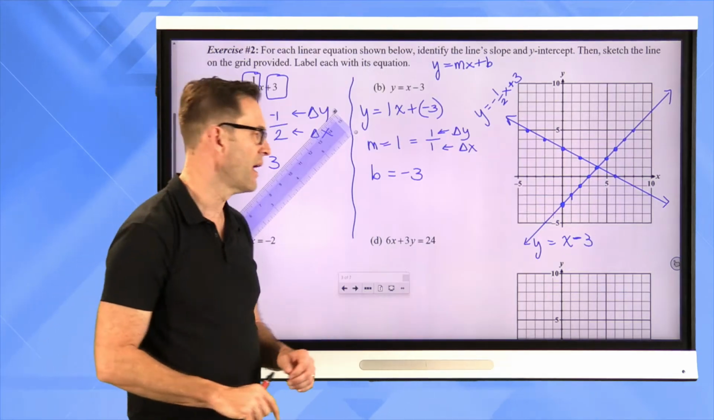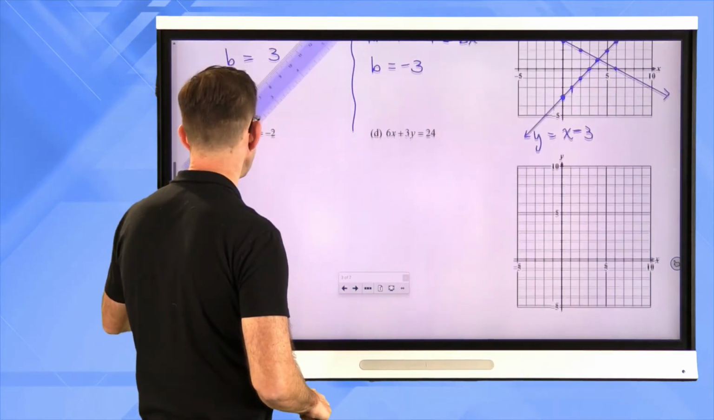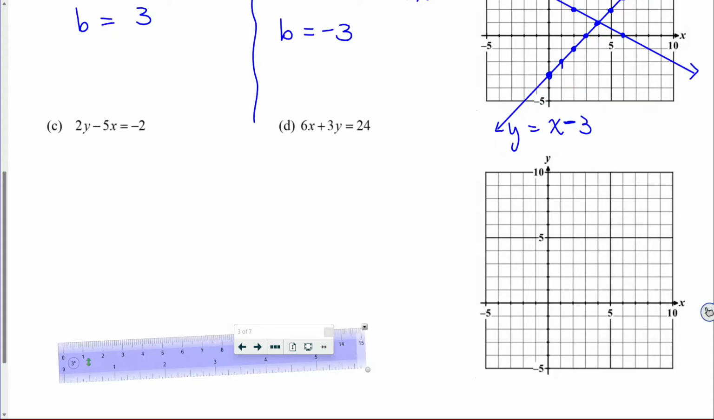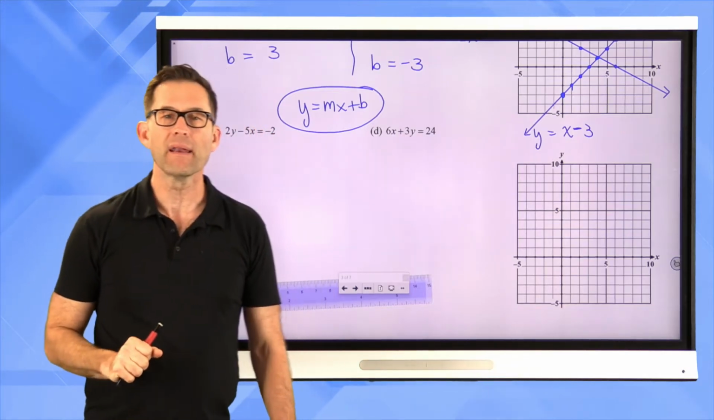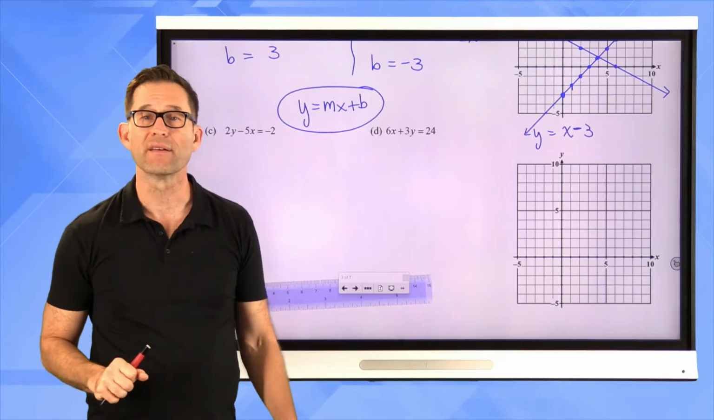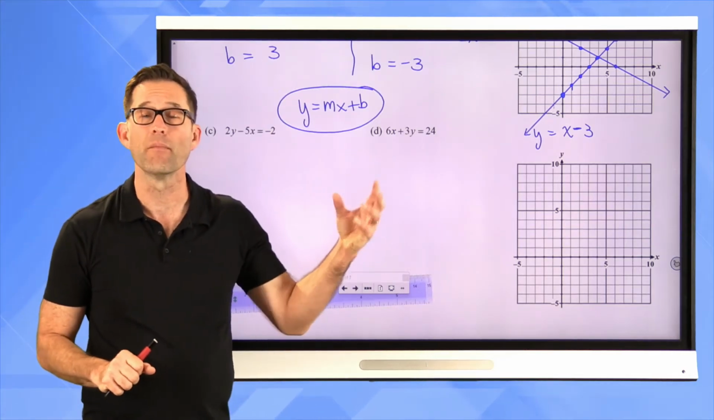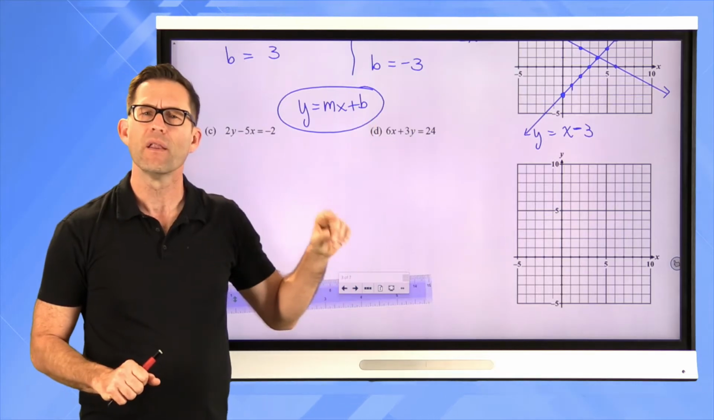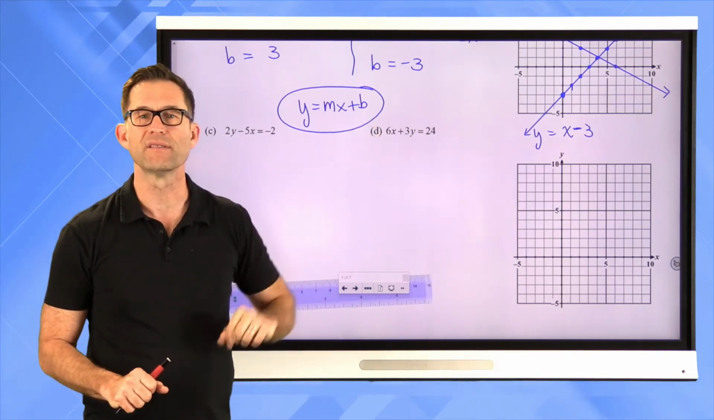Now let's take a look at letter C and letter D. Keep in mind just what we talked about, right? In order to really plot a line based on the slope-intercept form, we need to have it in this format, y equals mx plus b. We've got to have it in that form. Now back in Algebra 1, you should have gotten some practice putting lines in this form in order to identify the slope of the line and its y-intercept. Let's get a little bit of practice on that in C and D.